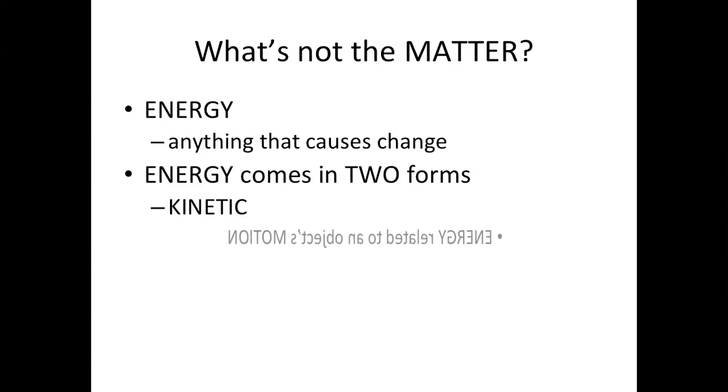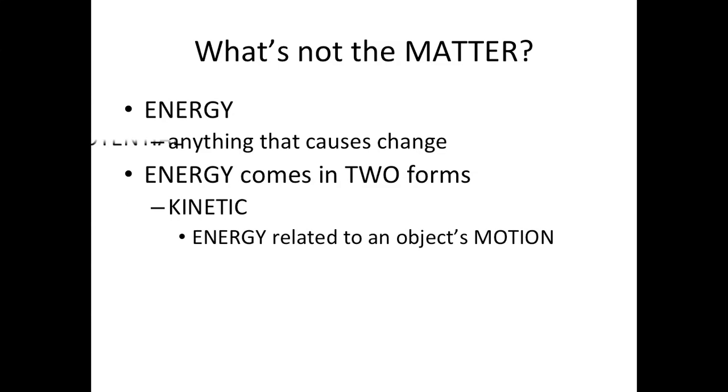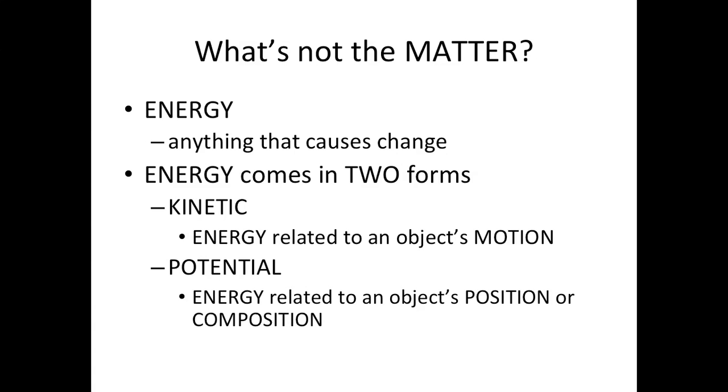One's kinetic, and the other one is potential. Kinetic is energy that's related to an object's motion, where potential is related to the object's position or composition, what it's made up of. But for this class, we're not really going to focus on these two. We're going to simplify it a bit, and this is where we're going to use what I'm calling simplified forms of energy. And I'm just basically breaking down the simple energies that are around us.